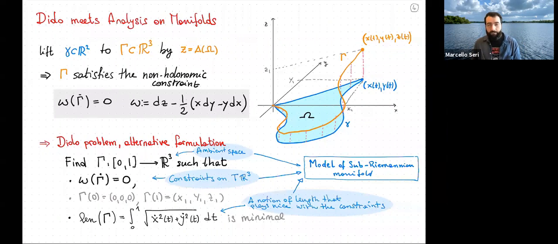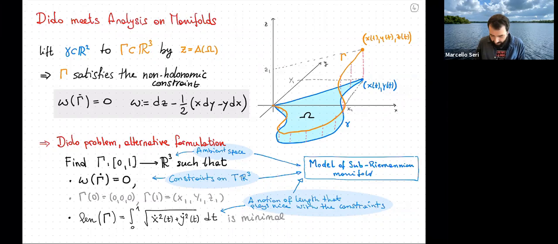But by reformulating the Dido problem in this way, we have basically put on the screen all the ingredients that we need to define the sub-Riemannian geometry. And this is, we need an ambient space. So in this case, it's R3. Our points, our curve will live in R3. We need some subspace of the tangent space. So some subspace of the directions in which you can move that is structured enough. And we will make sense of structured enough later on. And we need a notion of length that plays well with the structure.